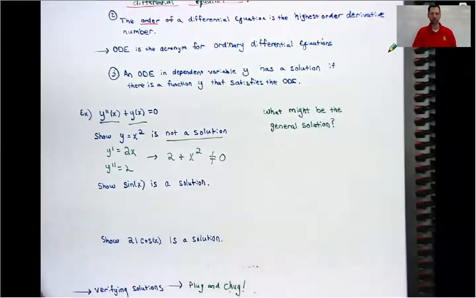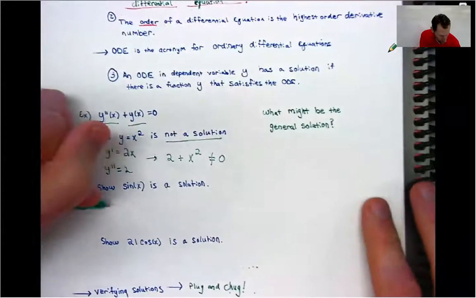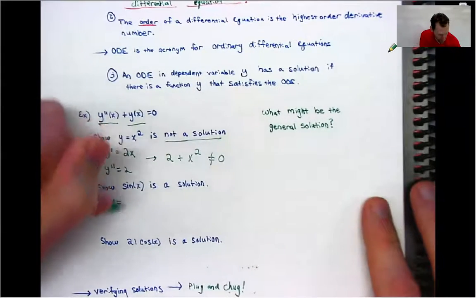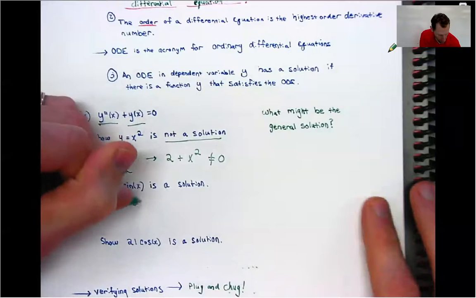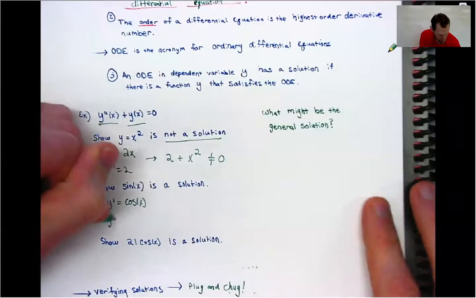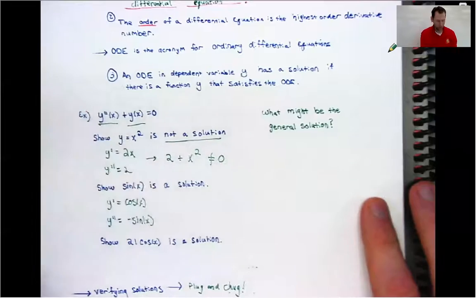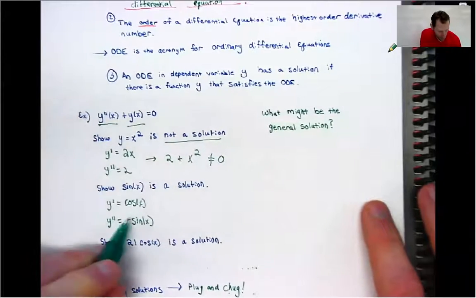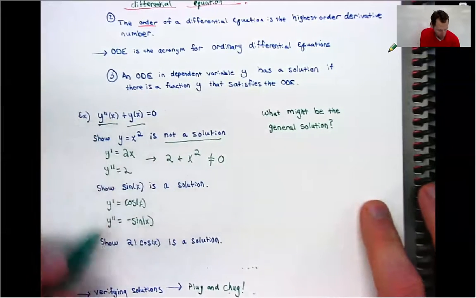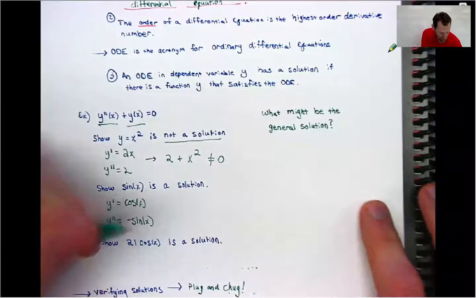But sine x is a solution. Look, if we take the derivative of sine x, which is cosine x, and we take the second derivative, which is the derivative of cosine x, which is minus sine x, and we plug that into the differential equation, the second derivative is minus sine x.